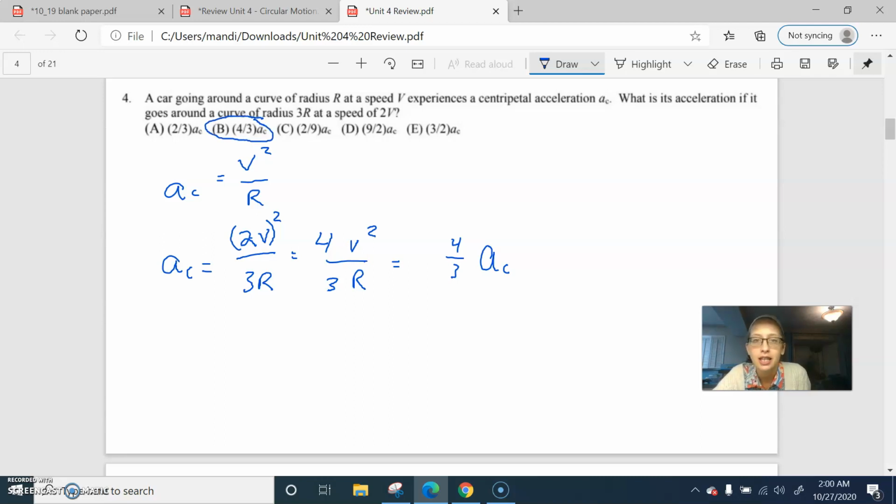So they might ask it like this with just letters, or they might tell you like, oh, before it was 12. What is it now? You have to do 12 times 4 divided by 3 and do some math in there. But that's how to do that one.